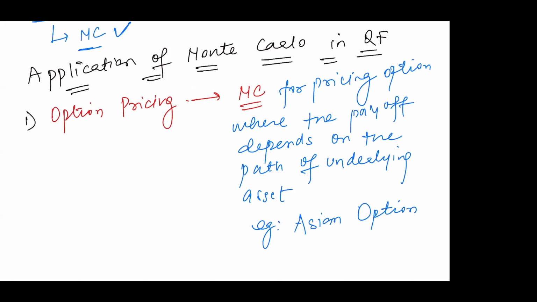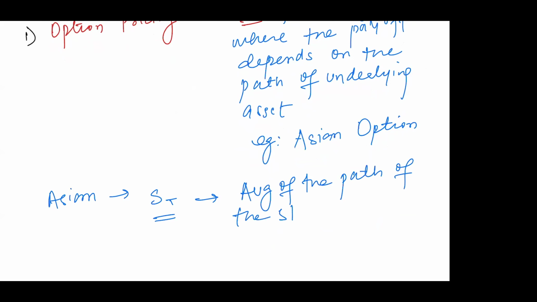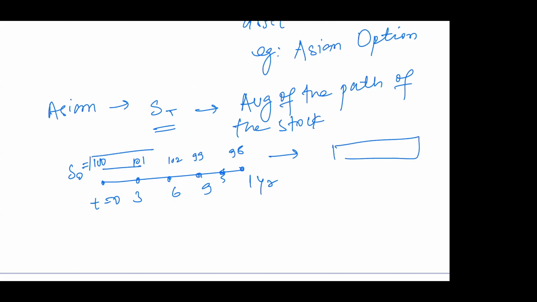What does an Asian option say? It says your ST, your stock price, is the average of the path of the stock. In any Asian option contract, let's say this is your 1 year period, they'll mention to take the average of the price after every 3 months, or whatever the contract says. You start with some price, let's say 100. Here it's 101, 102, 99, 98. Here you'll take the average of all these prices.